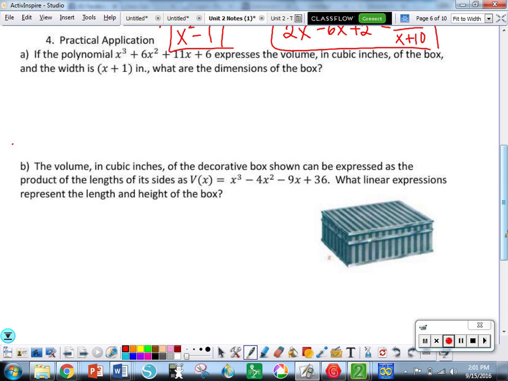Okay, so we're going to do the same thing. One of our dimensions is x plus 1. We have to figure out the other two. In order to figure out the other two, what did we do here? So what are we going to do there? Divide. Okay, great, let's do it. Synthetic or long division? I asked, even though I know the answer. What number are we putting on the outside?